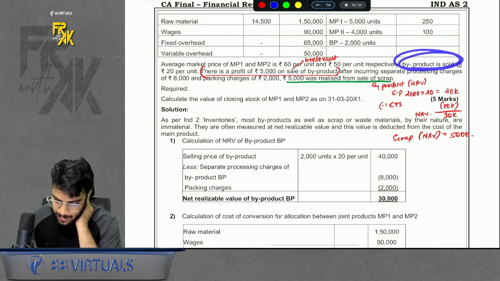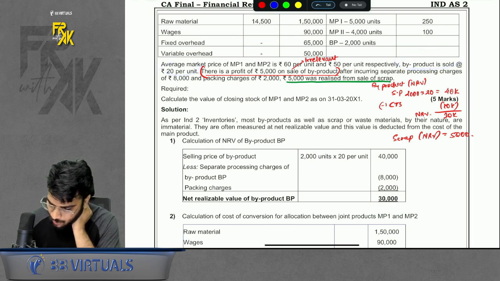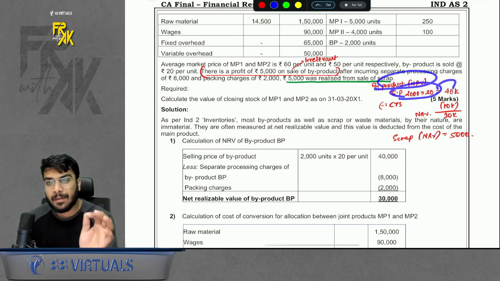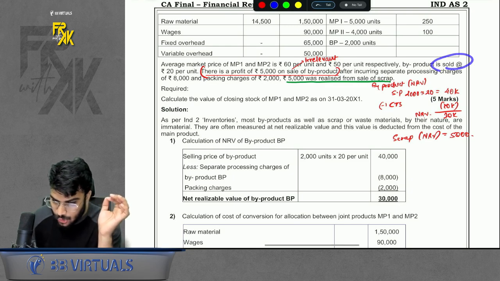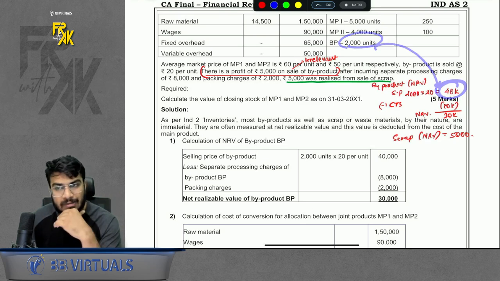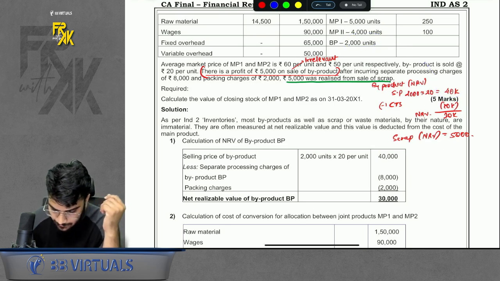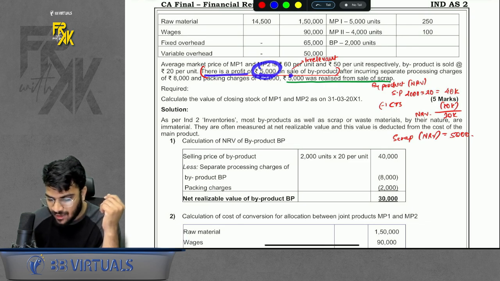Then it is given byproduct is sold at rupees 20. So if your byproduct is sold at rupees 20, you remember for byproduct we need the NRV of byproduct so that it can be reduced from total cost. So it is sold at rupees 20. You manufactured 2000 units at rupees 20. It will come to 40,000, right? Then you will say there is a profit of 5,000 on sale of byproduct.